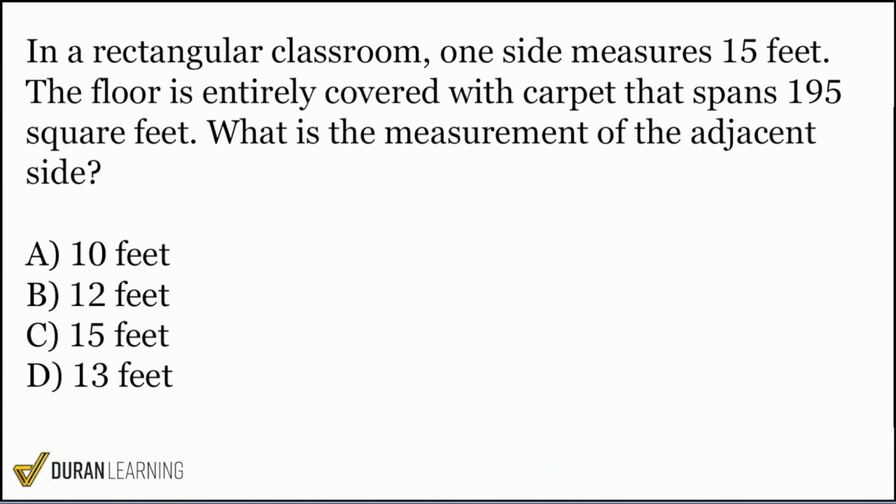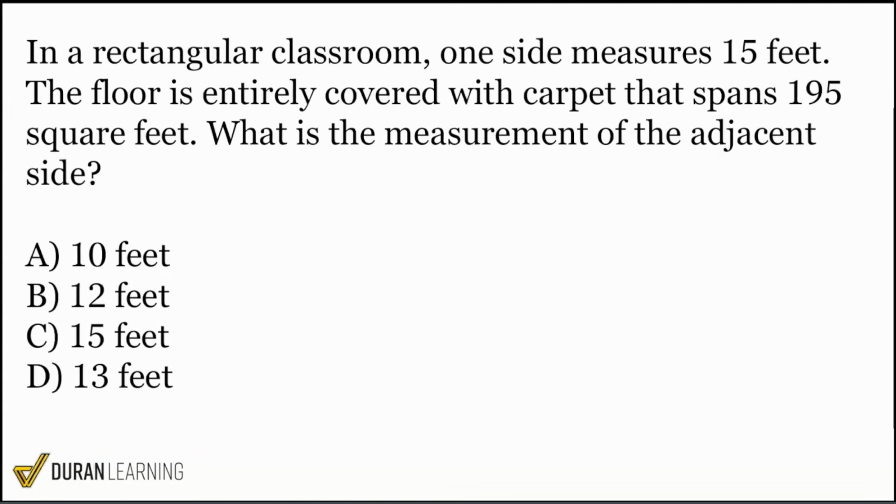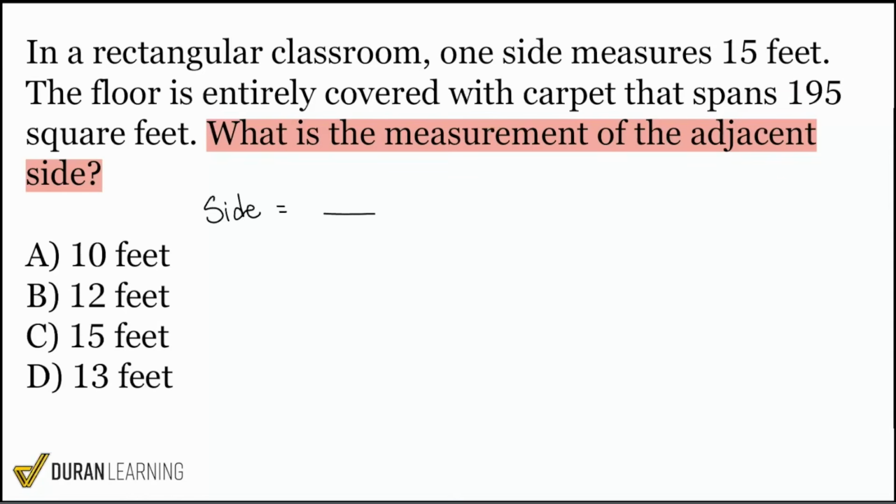So as always, my friends, first thing we do is we're going to read the question sentence first. So again, fundamental strategies here. What is the measurement of the adjacent side? Okay, sounds good. So we want to know the length of some side, but nevertheless, I'll just write it right here. Side equals blank. It could be a length, could be a width. I don't know. Who knows? But we know that we're looking for the length of one of the sides.